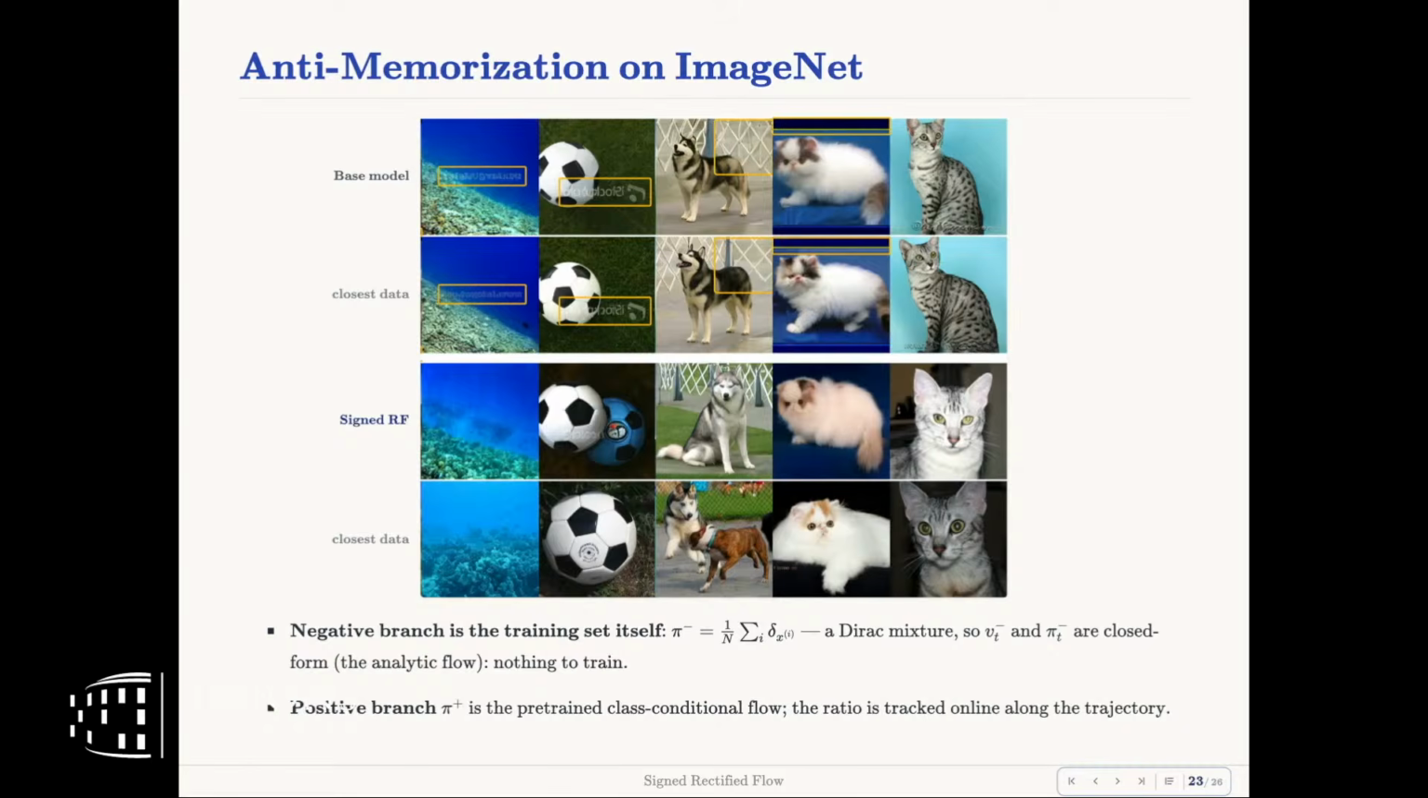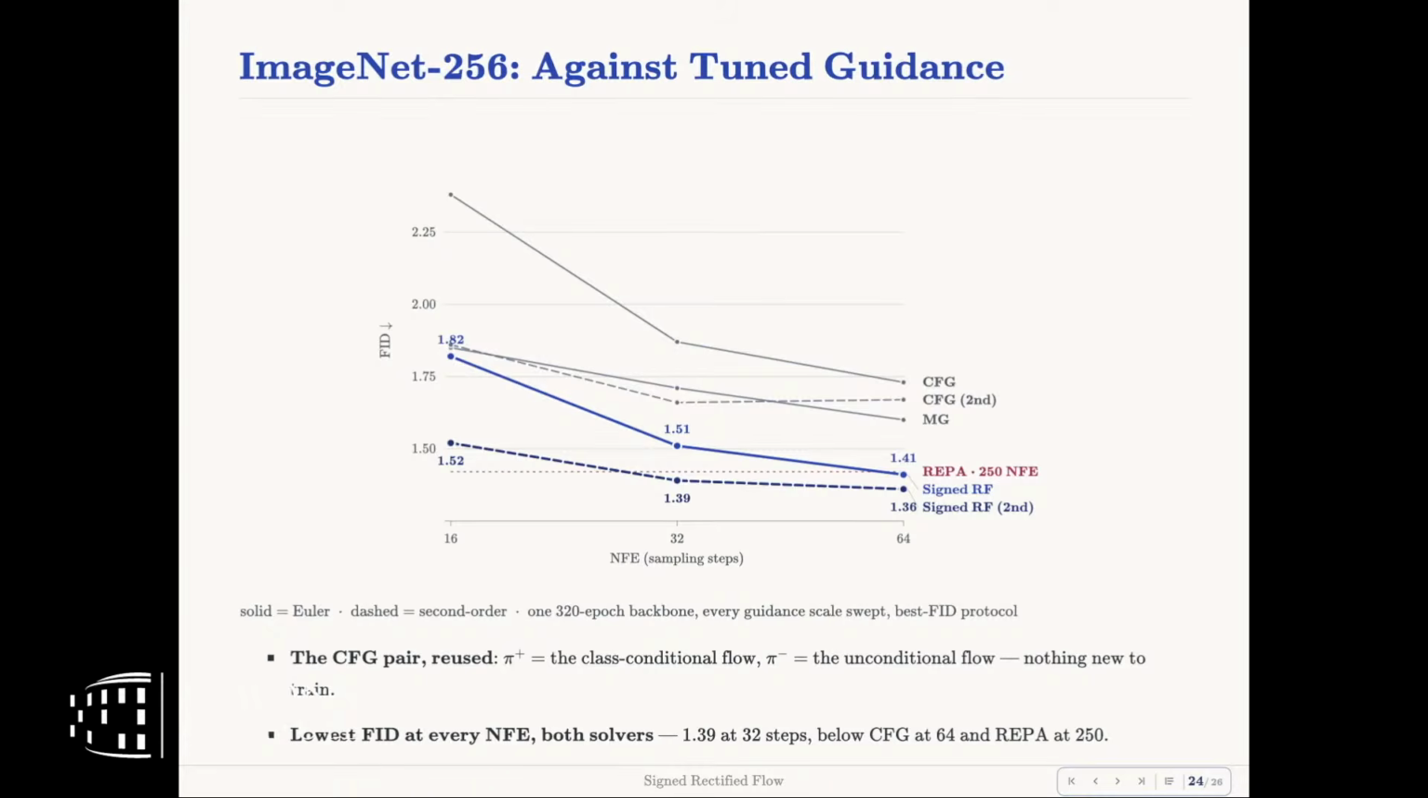This is another application where we set the negative distribution to be the delta measure of the training set. So in this case, we explicitly want to avoid the training set. If you generate samples from the base model and find the nearest data point, you can see that very closely you are recalling one of the data points. But if you use the signed measure, you will actually find different data points. Here's just FID for ImageNet. It seems to be improving.